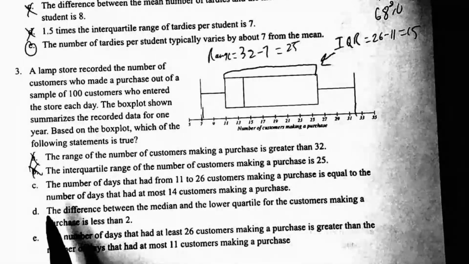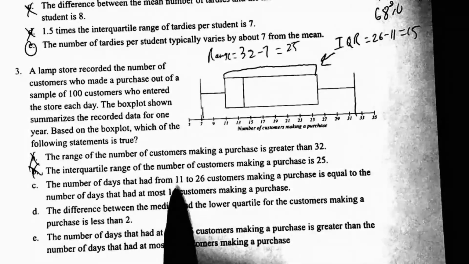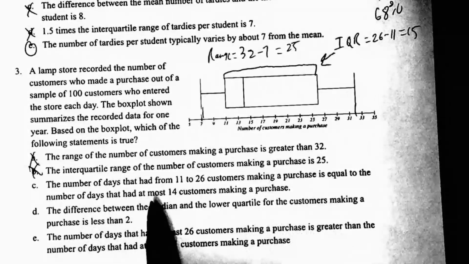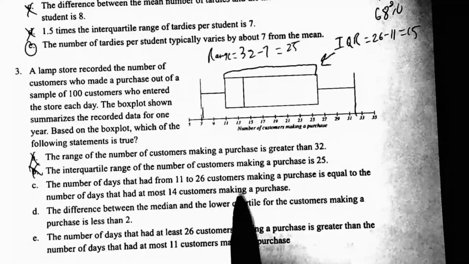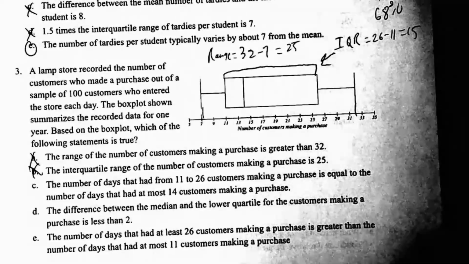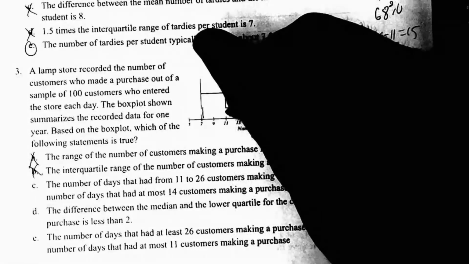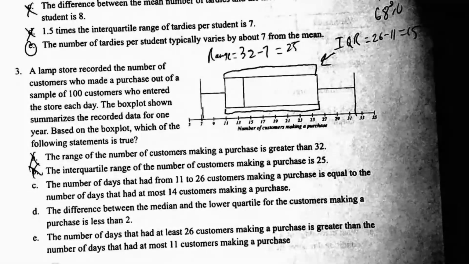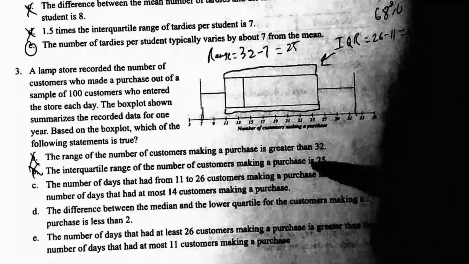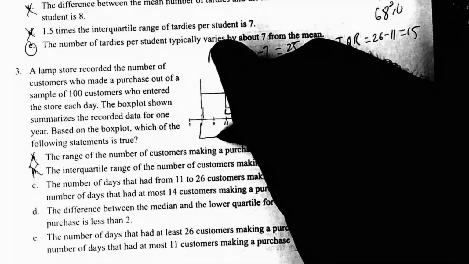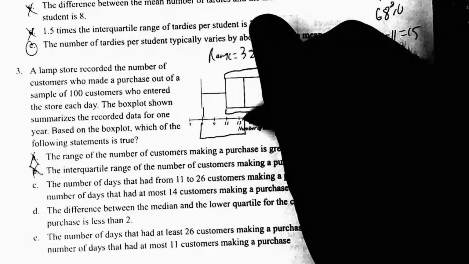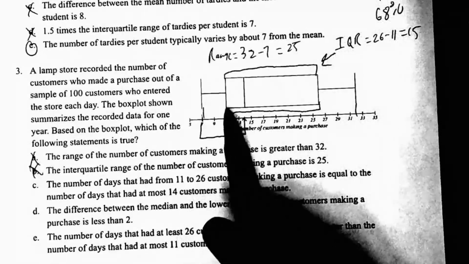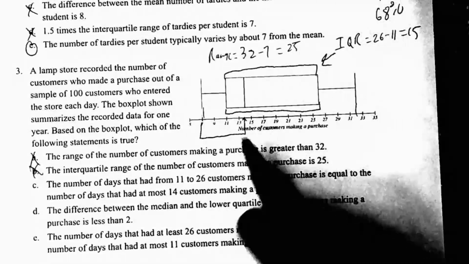So that's not true. C, the number of days that had from 11 to 26 customers making a purchase is equal to the number of days that had at most 14 customers making a purchase. So let's look at this visually. So it's saying 11 to 26 right here has the same number as 7 to 14. This is true. This is true because each one of these segments represents 25% of the data.